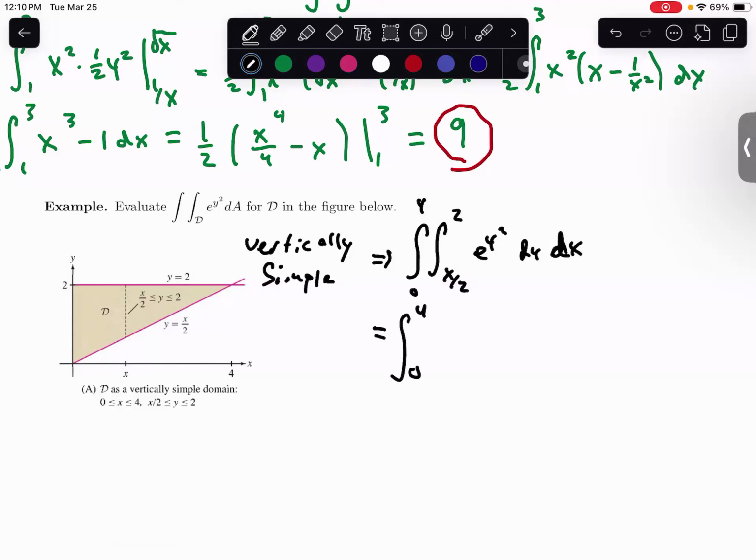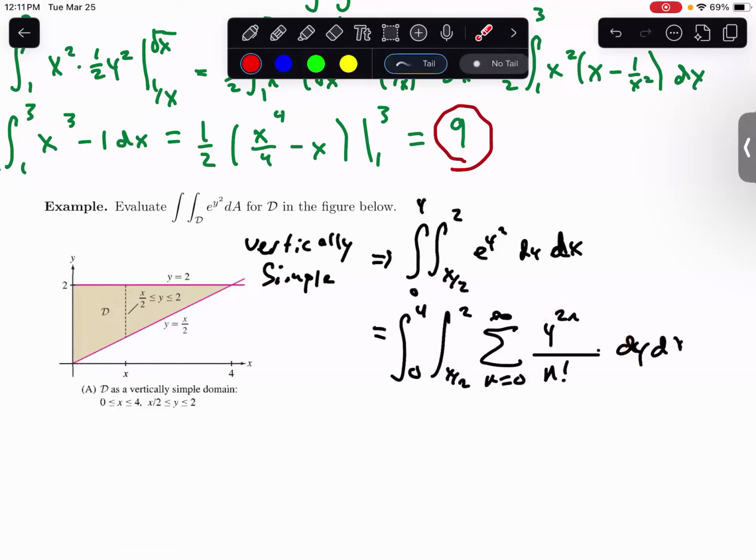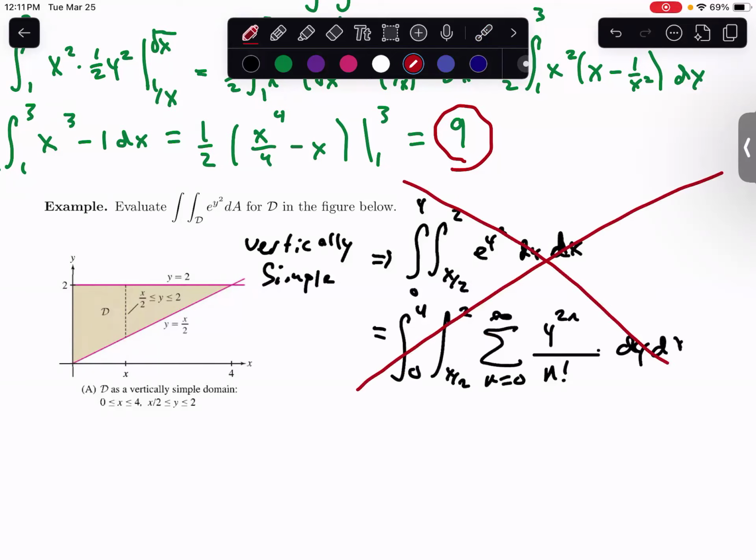So you have to do something like this. This is from 0 to 4, x over 2 to 2. You would have to write e to the y squared as the sum from n equals 0 to infinity of y to the 2n over n factorial, from calculus 2. And then you would have to integrate this with respect to y, and then with respect to x. So you don't want to do this, is what I'm saying. It's possible, but you want to avoid it if there's a much easier option.